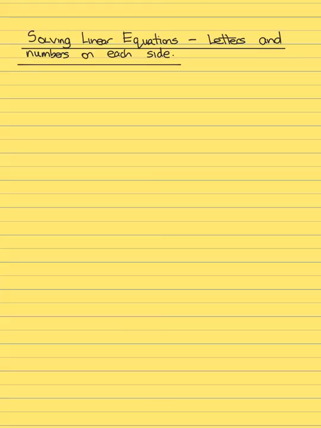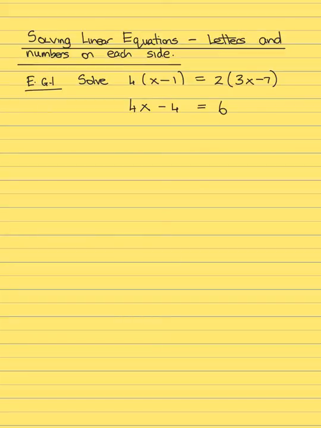So in this video we're going to look at solving linear equations, but we will have letters and numbers on each side. Now in this question we have 4 times x minus 1 is equal to 2 times 3x minus 7. So the first thing we do is we will get rid of the brackets. So 4 times x is 4x. 4 times minus 1 is minus 4. Keep our equals in the middle. 2 times 3x is 6x. And 2 times minus 7 is minus 14.